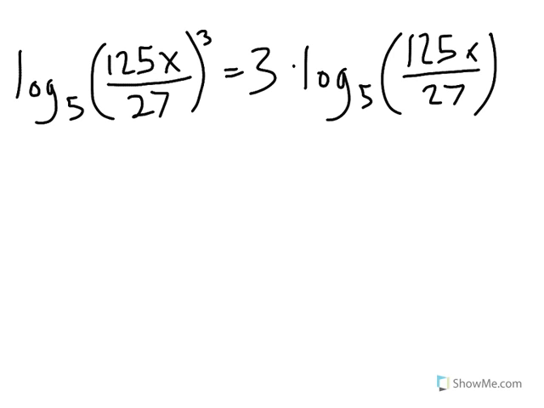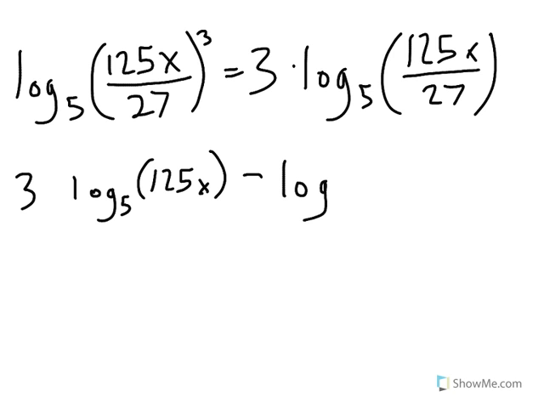Now I look at what's inside of those parentheses again, and I try to think what can be the next step that I could do. And I see that I have 125 all divided by 27. And so since I have that really big division problem, I'm going to try to split that up first. So I'm going to put my 3 out in front, and then I'm going to have the log base 5 of 125 times x minus the log base 5 of 27.